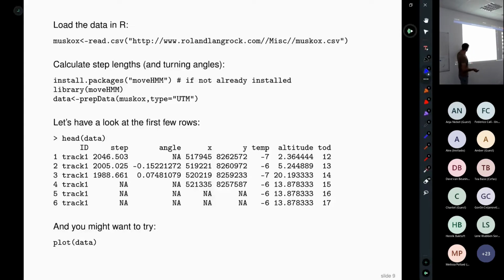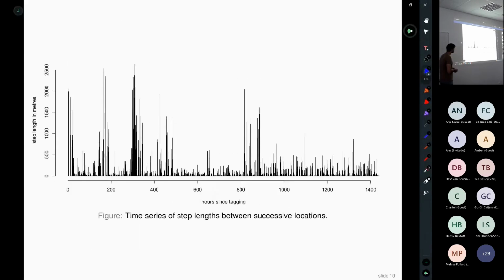So we have the first hour, second hour, third hour, 2 kilometers traveled, 2 kilometers traveled, 2 kilometers traveled, and here it's unknown because somehow there's a missing observation. No satellite reception, whatever, for the GPS. So there are some missing data points, but in principle we're looking at this series of step lengths. You can look at the data yourself, and this is how it looks. This is now the time series of step lengths, the 1,440 observations that we made over time.